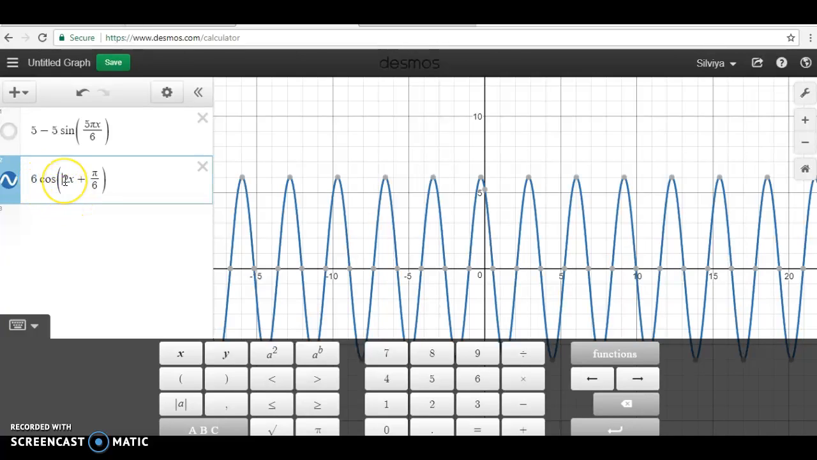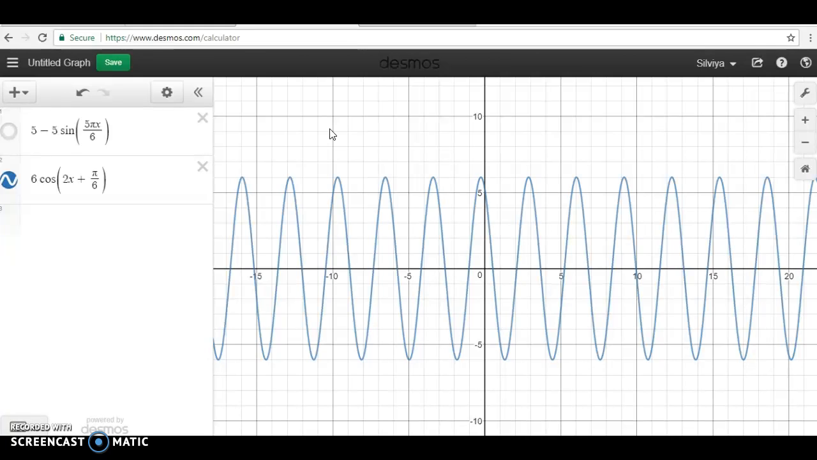We can see that we have a period that will be adjusted, and it will be adjusted by the value of 2. So we will have a period of pi. And then we also have a shift to the left of not pi over 6, but pi over 12.